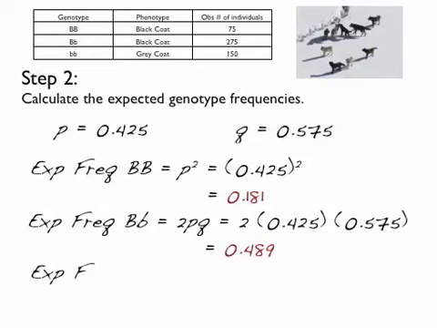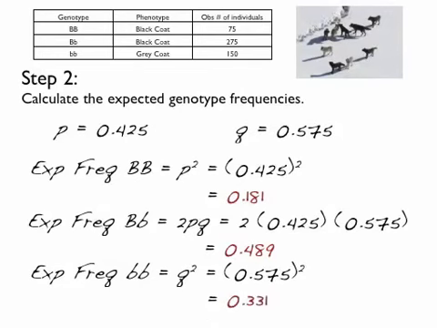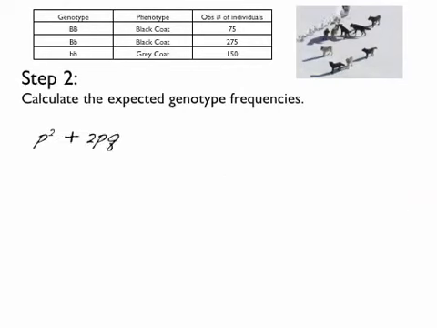Finally, we can also calculate the frequency of the homozygous recessive, represented by Q squared, which equals 0.575 squared, which comes out to 0.331. As a side note, we could have calculated Q squared a little differently by using the formula P squared plus 2PQ plus Q squared equals 1, because Q squared is equal to 1 minus the frequencies of the 2 other genotypes.